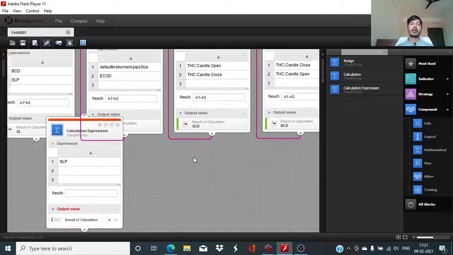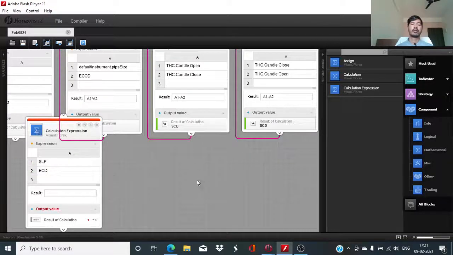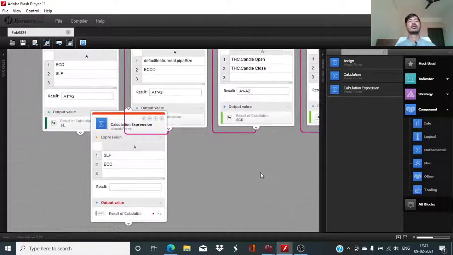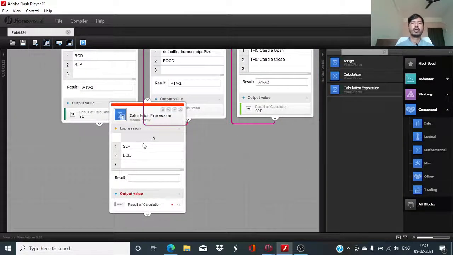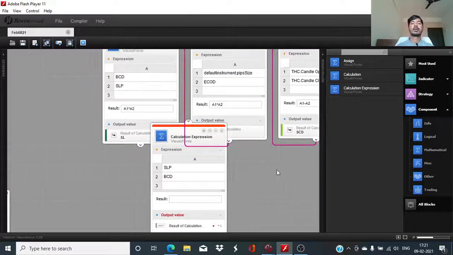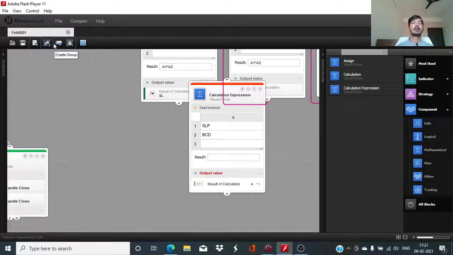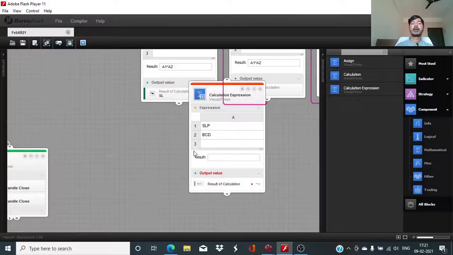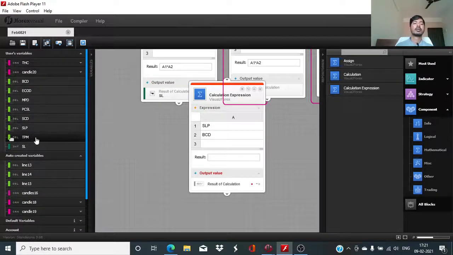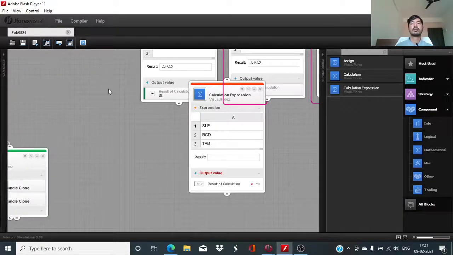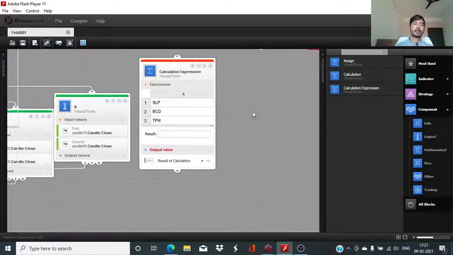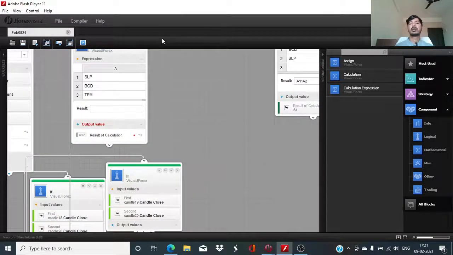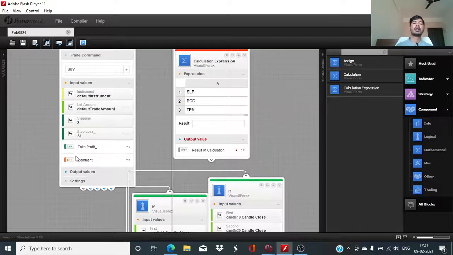SLP and BCD, the buy side candle difference, which is being multiplied by 10 raised to the power 4, the stop loss pips, and one more variable will be needed, and this will be the target price multiplier. Its value will be 2, so it will double the target price. And the result of the calculation is going to be used as a take profit level.